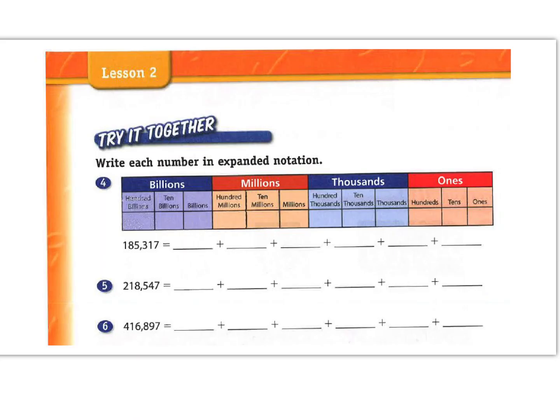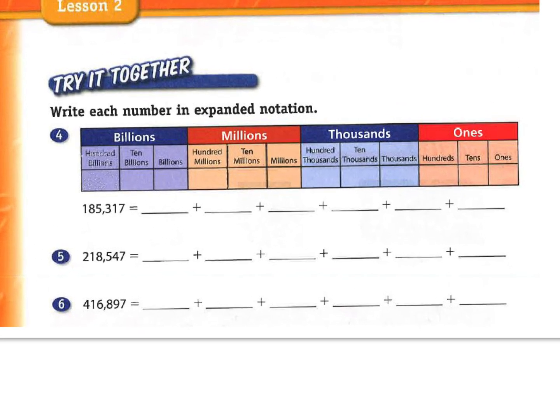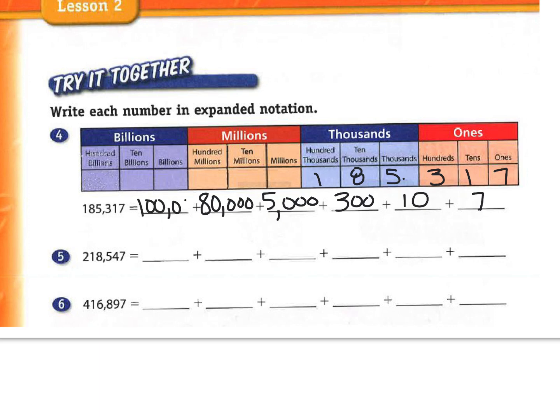Okay, so let's try this out. I'm going to make this a little bigger again so we can see this. Okay, so we have the first one I'm going to write in the table. We have 7 ones, we have 1 ten, so that's 1 times 10 is 10. We have 300, so that's 300. 5 thousands is 5,000. And then we have 8 ten thousands, so that's 80,000. And then 100,000s, so that's 100,000.